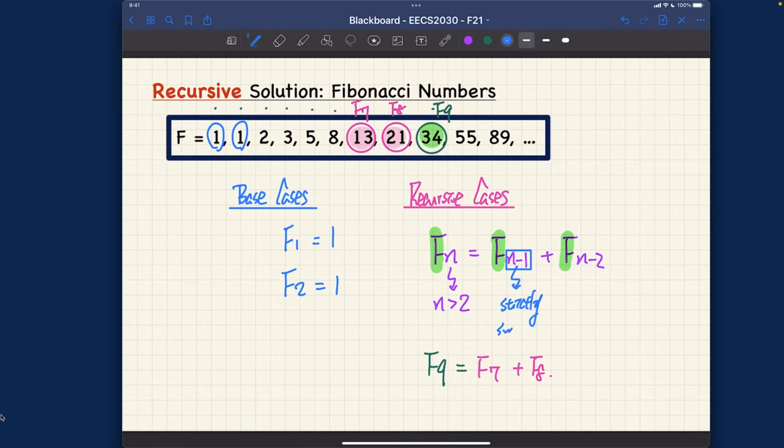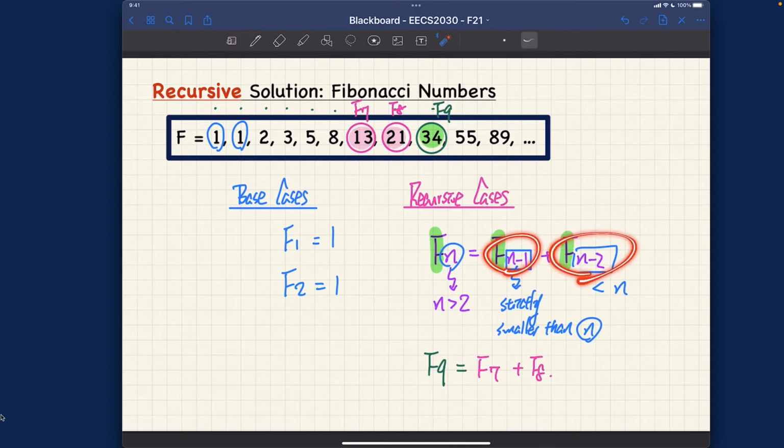Strictly smaller than the original problem size, which is n. And also n minus 2 over here is also strictly smaller than n. So we are basically making 2 recursive calls over here, and each one of them is working on a problem size that's strictly smaller. All right, let me just make one more note, and then we can go back to the slide and see how the code should be written.